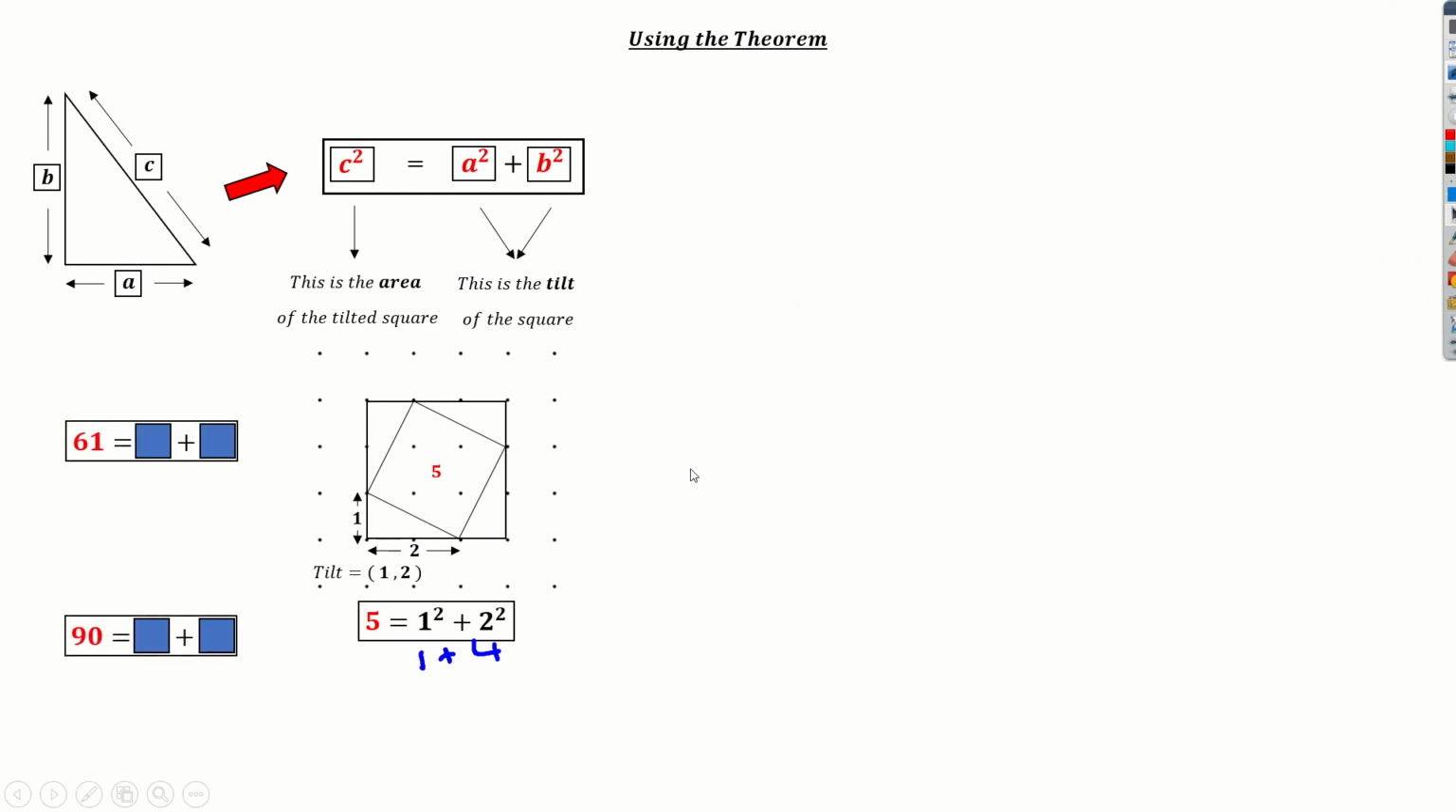Let's see if we can find some other examples. Can we make an area of 61? Well, if we list out some square numbers, you should be able to find two of them that add together to make your big one. So let's list out some square numbers first of all. 1, 4, 9, 16, 25, 36, 49, 8 times 8 is 64, and then 81, and then 100. These are some square numbers. It might be quite useful for you to make a list of these so you know what square numbers to use. Can you find two of them that add up to 61?